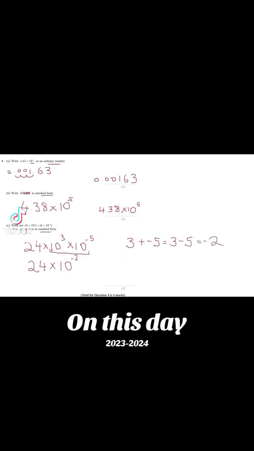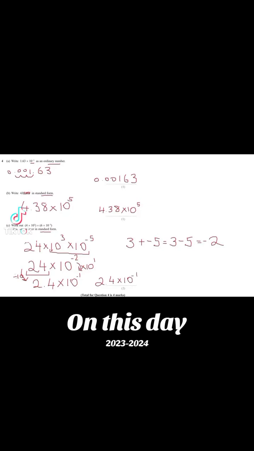Give your answer in standard form, so that has to be between 1 and 10. It has to be 2.4. I've made that 10 times smaller, so I have to make this 10 times bigger. To keep the sum balanced, so I get the same answer at the end, I'm going to multiply this by 10, times this by 10 to the power of 1. I'm going to add the powers. Minus 2 plus 1 is minus 1. So it's 2.4 multiplied by 10 to the minus 1, and that's my answer for part C.